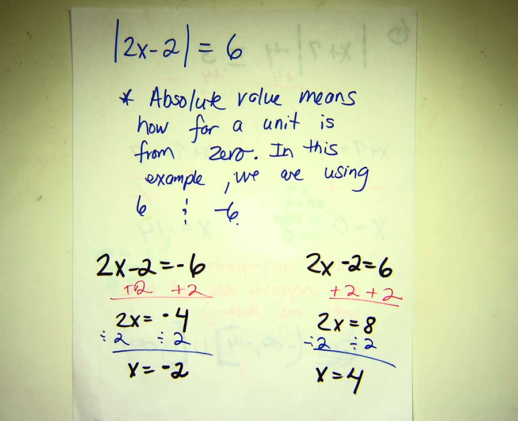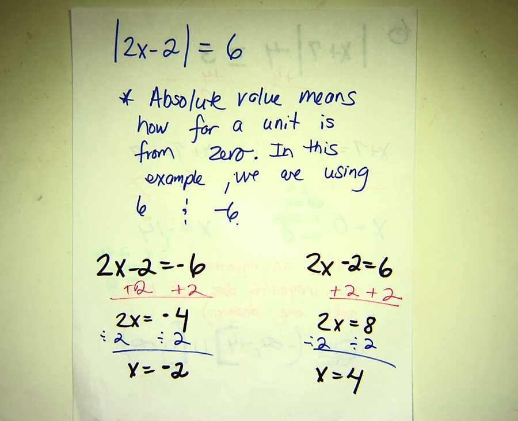6 units to the right is positive. As we've done for the first 3 examples, for solving for x, we're going to do the opposite operation. The opposite of addition is subtraction. The opposite of subtraction is addition. So in this case, we're going to add to both sides.